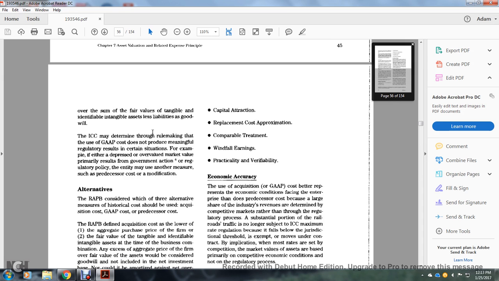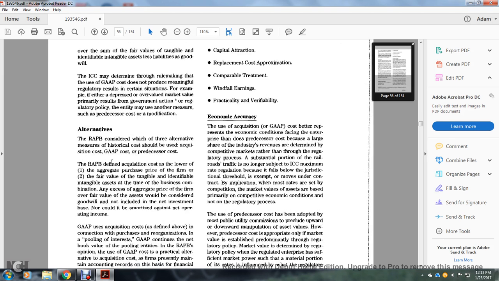The Interstate Commerce Commission determined in its rulemaking that generally accepted accounting principles cost could produce distorted regulatory results in certain situations. For example, overvalued market value primarily resulting from government action or regulatory policy would need other measures for such purposes of modification.